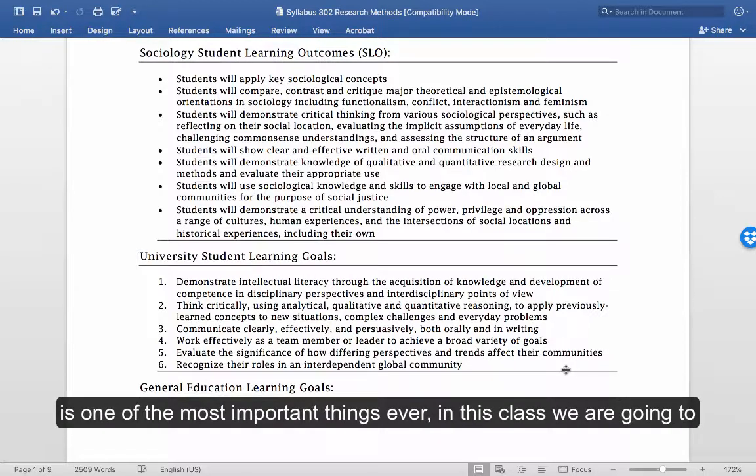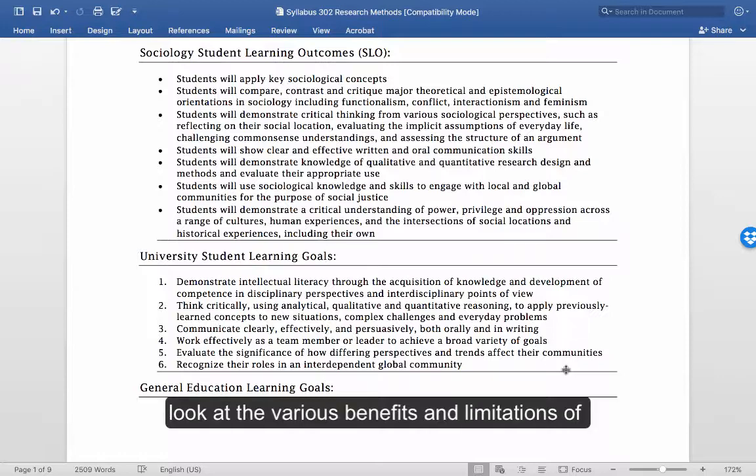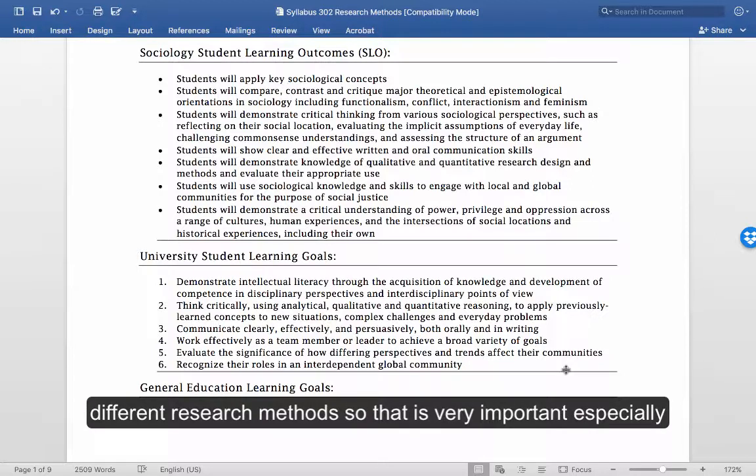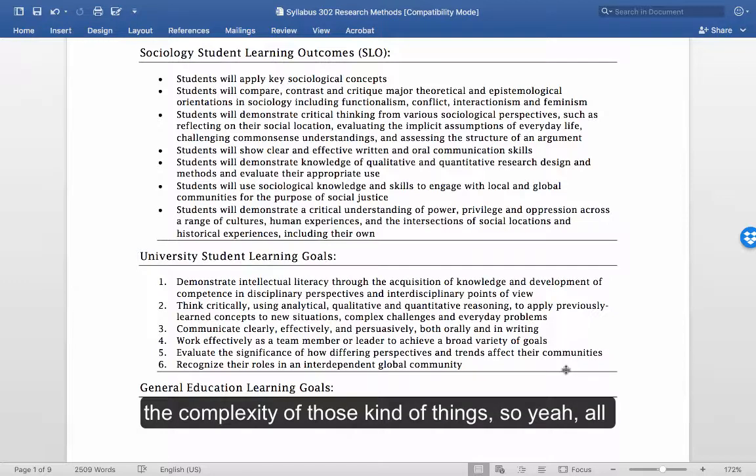Critical thinking is one of the most important things ever. In this class, we're going to look at the various benefits and limitations of different research methods. So that's very important, especially the complexity of those kind of things. So yeah, all this fun stuff here, I'm going to do that.